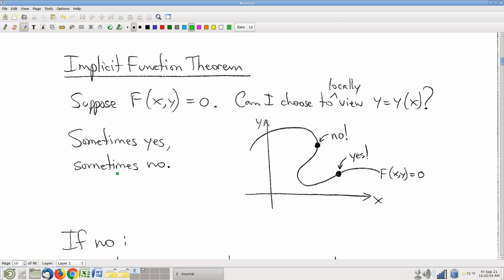Okay, so implicit function theorem is a nice application of the chain rule. It addresses the following question. Suppose you're looking at a level set of some function. Now we're going to start off with this function of two variables case.